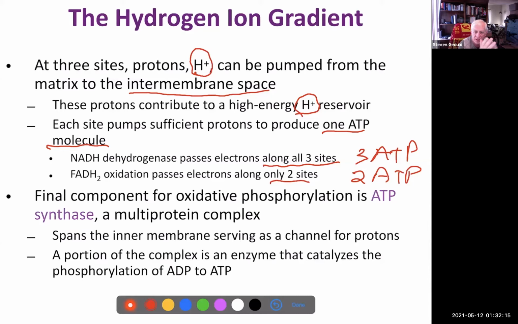So the final component of oxidative phosphorylation is ATP synthase. That's the final step. It spans the inner membrane, serving as a channel for protons. Remember, it has a channel that allows protons to go across that gradient. A portion of the complex is an enzyme that catalyzes the phosphorylation of ADP to ATP. So you put a high energy phosphate bond on ADP to form adenosine triphosphate.